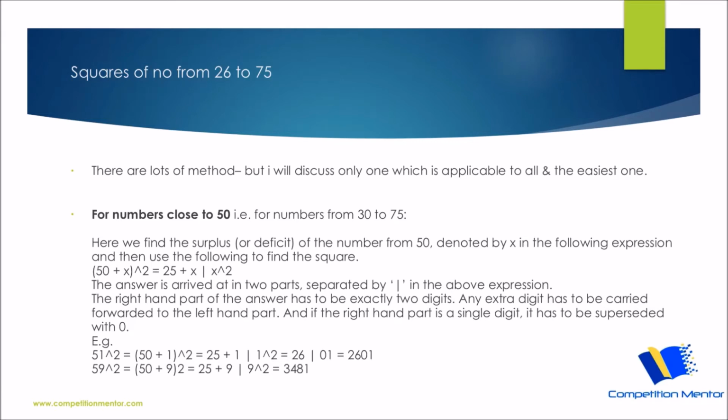Now see, for a number close to 50, for example numbers from 30 to 75, but this is actually applicable to 26 to 75. Do not get confused that I have not written 26 to 75. By the end of this slide, you will understand that part. So here we find the surplus or deficit of the number from 50, denoted by x in the following expression, and then use the following to find the square.